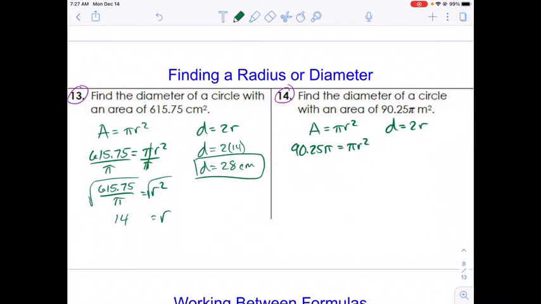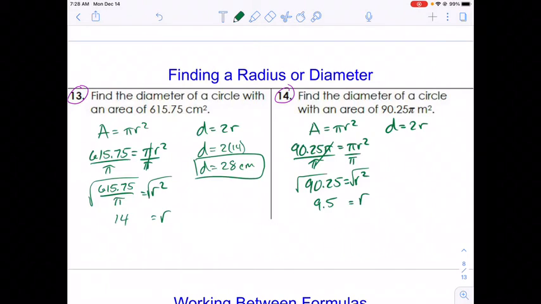So notice when they give us the pi, it makes everything a little bit easier because the pi cancels out. We don't have to deal with all those decimals. So we get 90.25 is equal to r squared. And once again, we're looking for the r, so we have to take the square root of both sides. And when we take the square root of 90.25, that's going to give us approximately 9.5.